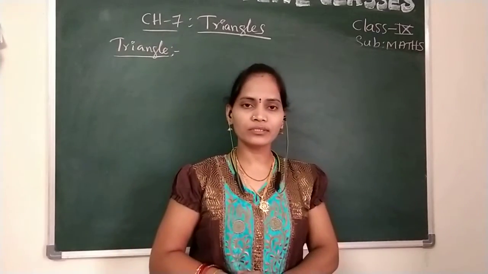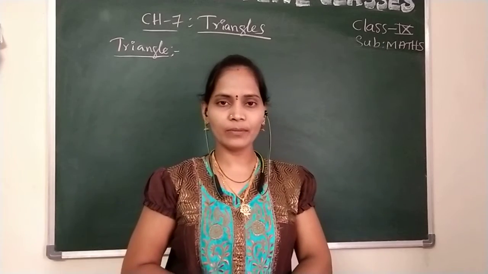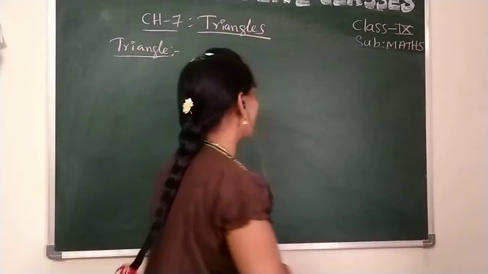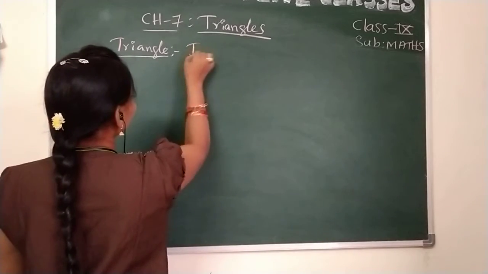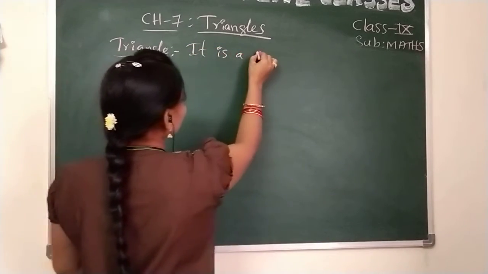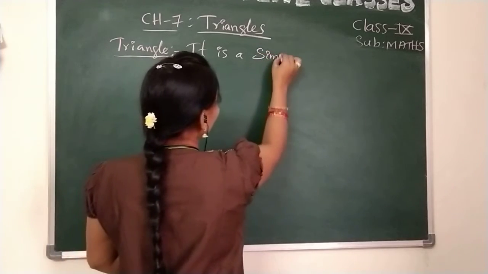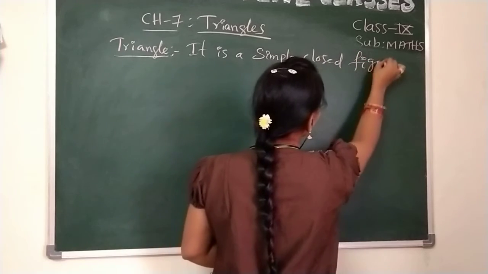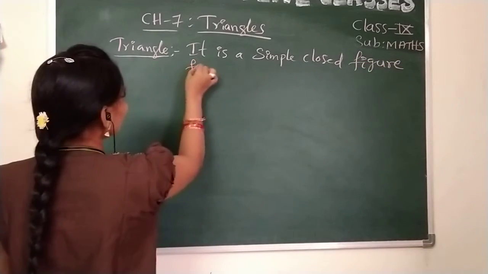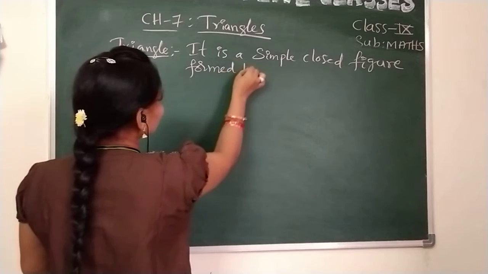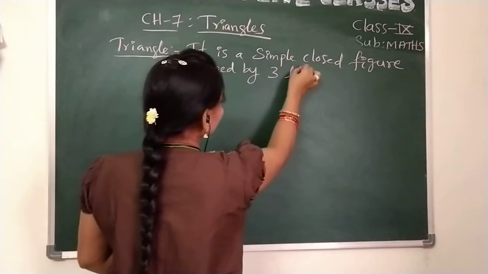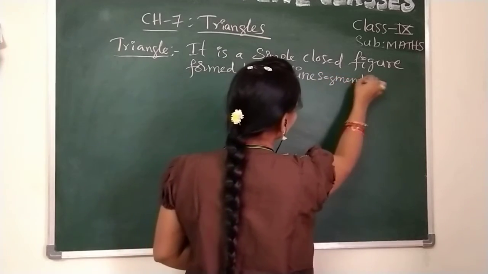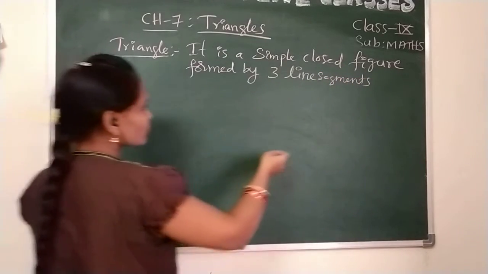A triangle is a simple closed figure formed by 3 line segments. This is the small definition of a triangle.